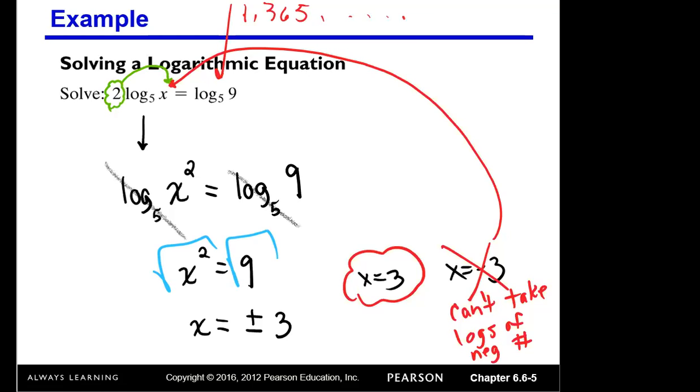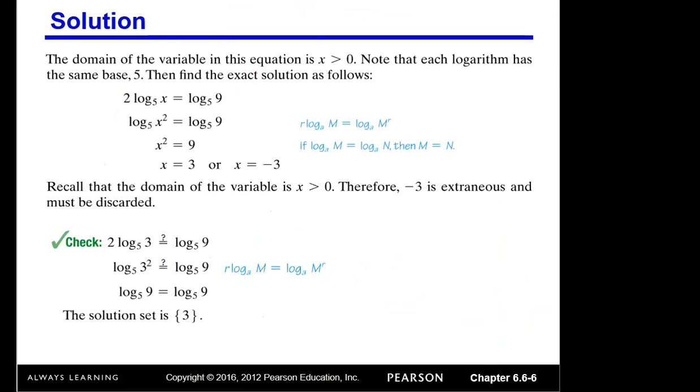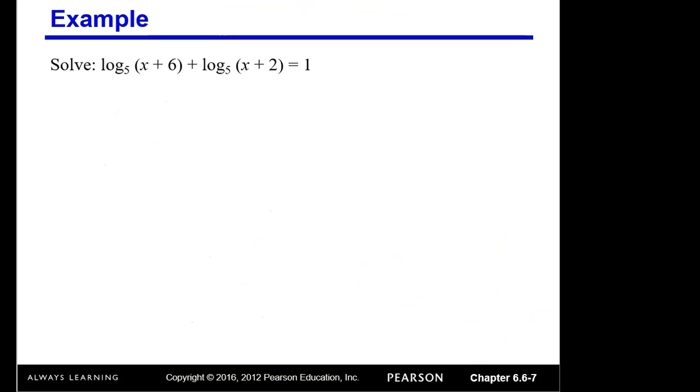But of course, when you're doing MyMathLab, they'll check it for you. But it's a nice way to know on a test. And then of course, here is their explanation and how they did it, which looks very similar to mine. So, all right, another example.